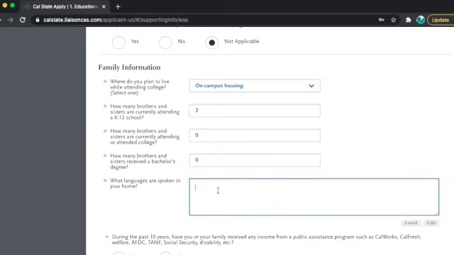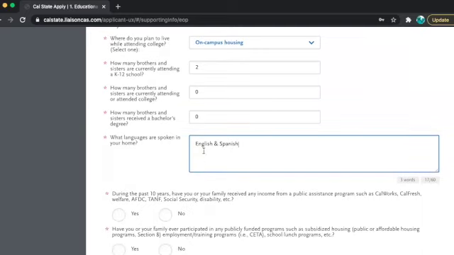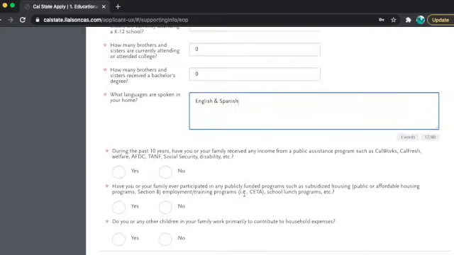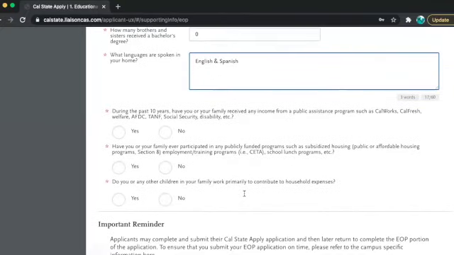So what languages are spoken in your home? I'm going to type in here English and Spanish. Okay, but obviously this might be something else. It could be Vietnamese, it could be Japanese, or just English. That's fine. You can just put English if that's the only language you speak at home.